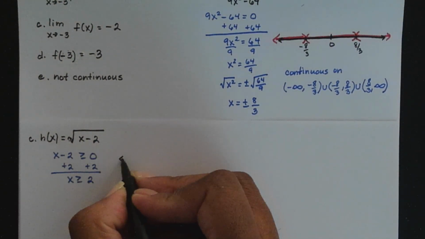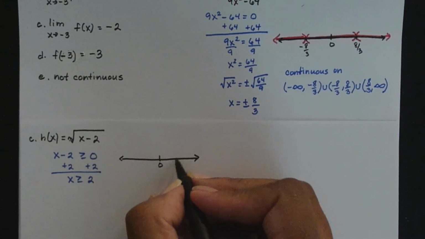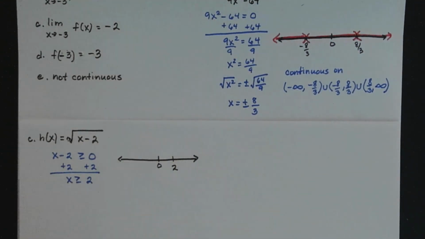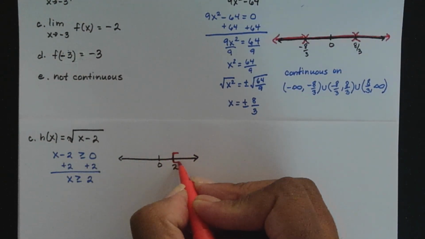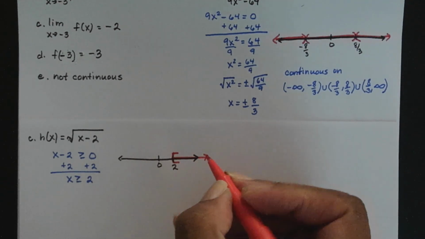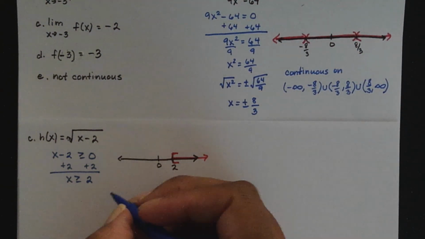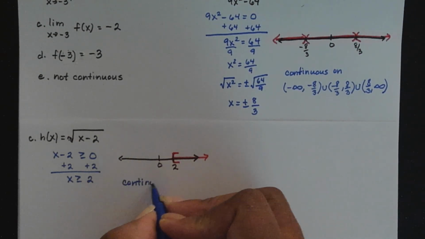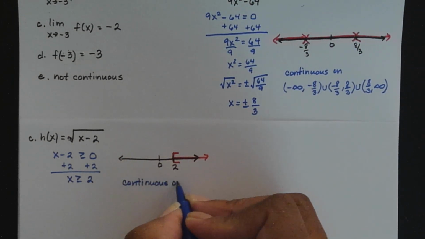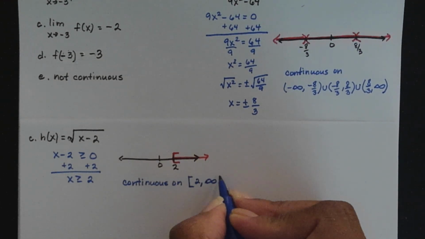All right, so now we know any x value greater than or equal to 2 would make it continuous. So from 2 on to the right of 2 works. So this function, h of x, is continuous on the interval 2 to infinity.